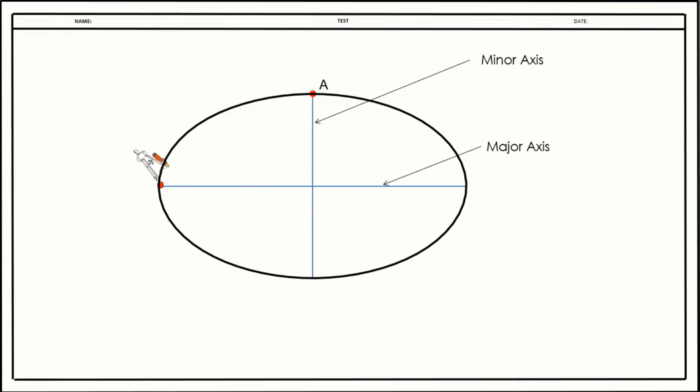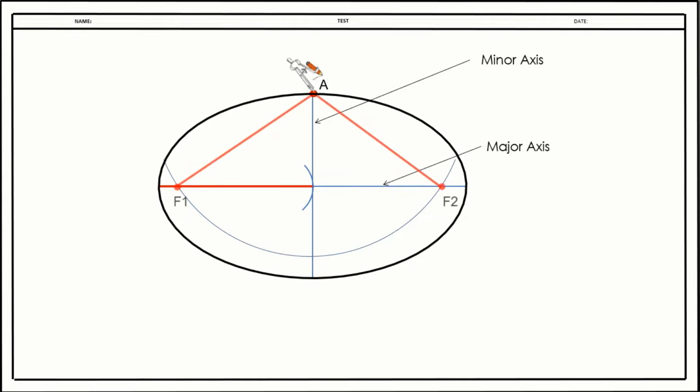So to find them, if you had your ellipse drawn, you would get a compass, measure half the major axis, and you can see the line turning red now, and then place it on the top of the minor axis, or the bottom, wouldn't make any difference. Swing an arc, and where that arc cuts the major axis would find you your two focal points.